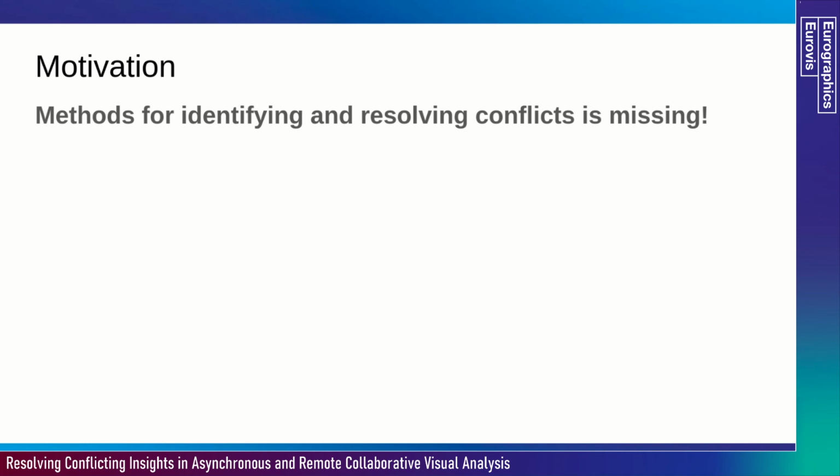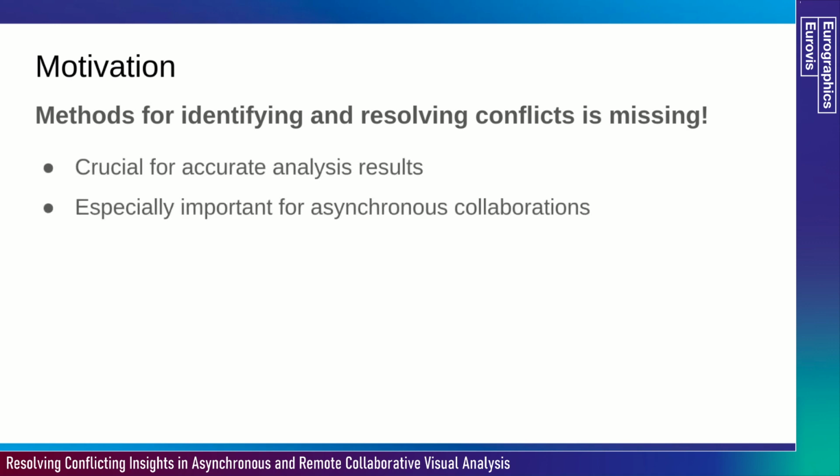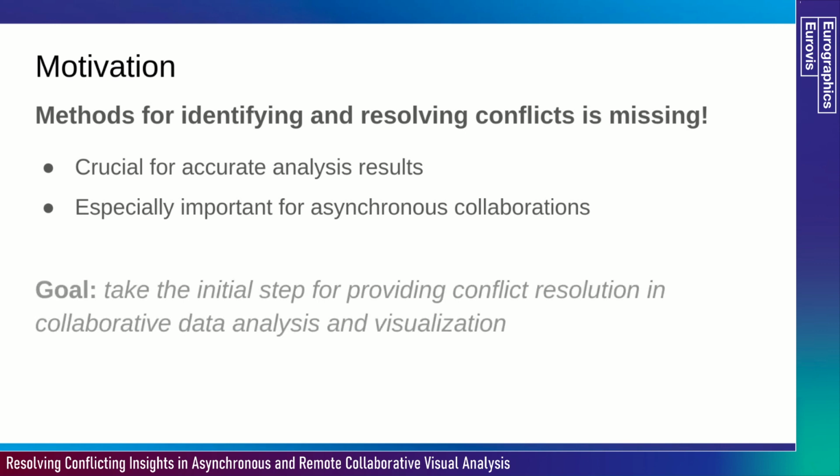In real-world applications, data explorations are often interrupted by conflicting insights from different analysts. So methods for identifying and resolving conflicts are crucial for obtaining accurate results for decision making. This is especially important for asynchronous collaborations, because the analysts cannot directly communicate with each other. To address this problem, the goal of our project is to take the initial step for providing conflict resolution in collaborative data analysis and visualization.